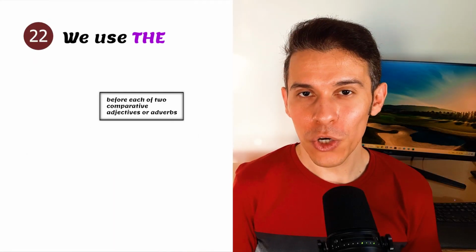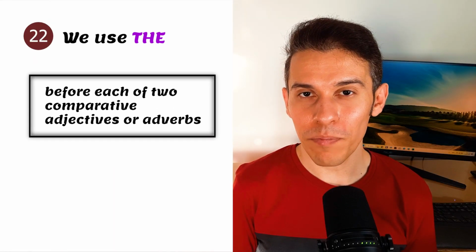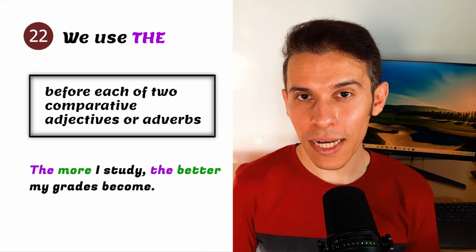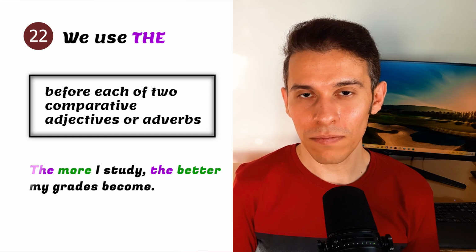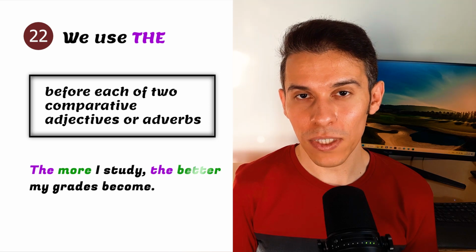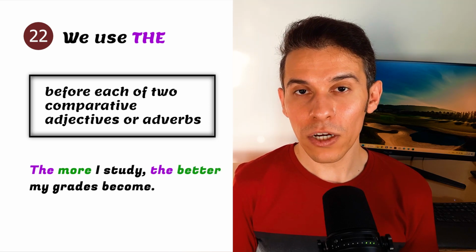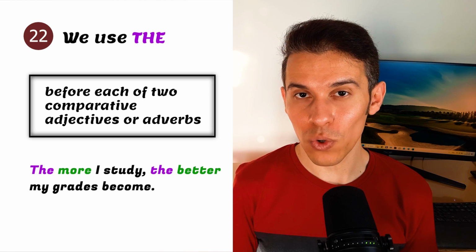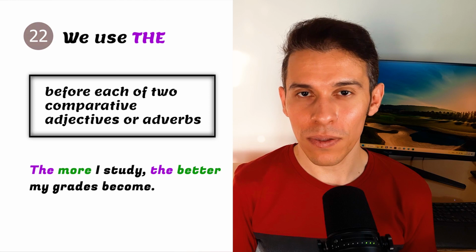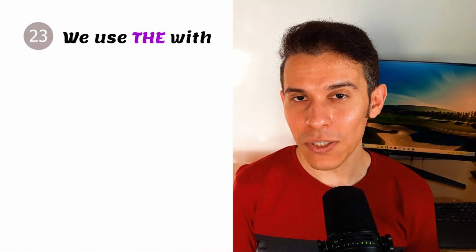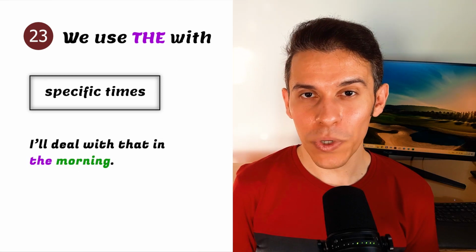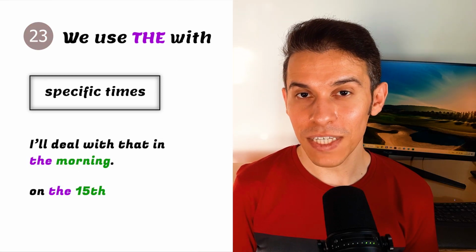Number 22. We use the before each of two comparative adjectives or adverbs. For example, the more I study, the better my grades become. The more, the better. In the previous video, we talked about superlatives. We said that with superlatives we use the. Here, there are two comparative adjectives or adverbs. When we use two comparative adjectives or adverbs, we use the. Let's move on to the last one. With specific times, we use the. I'll deal with that in the morning, on the 15th.